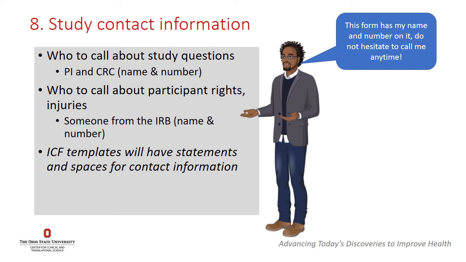Who to call about study questions, the PI, or the clinical research coordinator, names, numbers, and email addresses should be provided to the patient. They should also be given numbers and names of who to call about participant rights and injuries, and even someone from the IRB so they can get in touch if they have concerns of how the research is being conducted at the site. ICF templates will have statements and spaces for contact information to be included so nothing is left out.